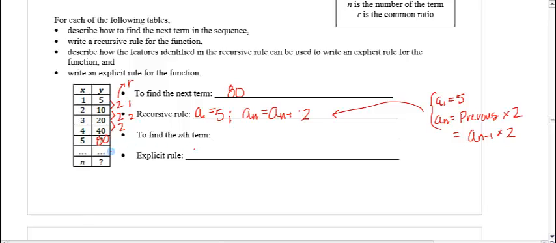So for our explicit rule, we want to get down to this nth term. Well, we're going to multiply by 2 n minus 1 times, because whatever this number is, we're lagging one number behind, looking at the number of times we multiply by 2. Just a little reminder. So if we're going to write it, a sub n equals our first term, so 5, times our common ratio, which is 2, to the n minus 1 power. And that takes care of our explicit rule.